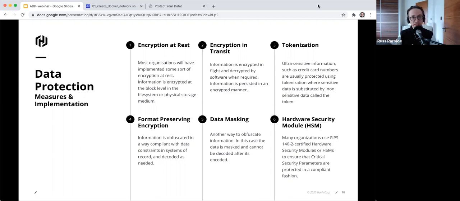Encrypting data in transit, so as data flows through the network, making sure that it is encrypted and it's not passed around in plain text. Tokenization is a popular approach as well. Instead of storing the sensitive data itself, we store a token, a reference to that sensitive data. And we have something like a lookup table that allows us, if we need to, to look up the token and retrieve the sensitive data. But the sensitive data itself is never stored in an application, for example, just the token is.